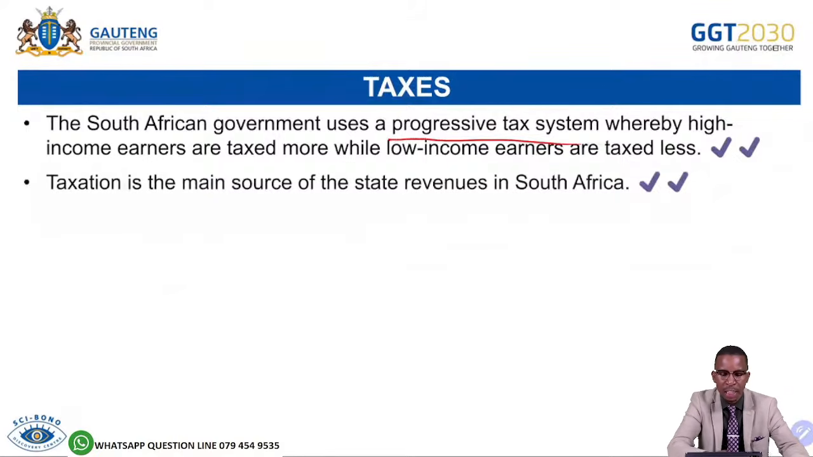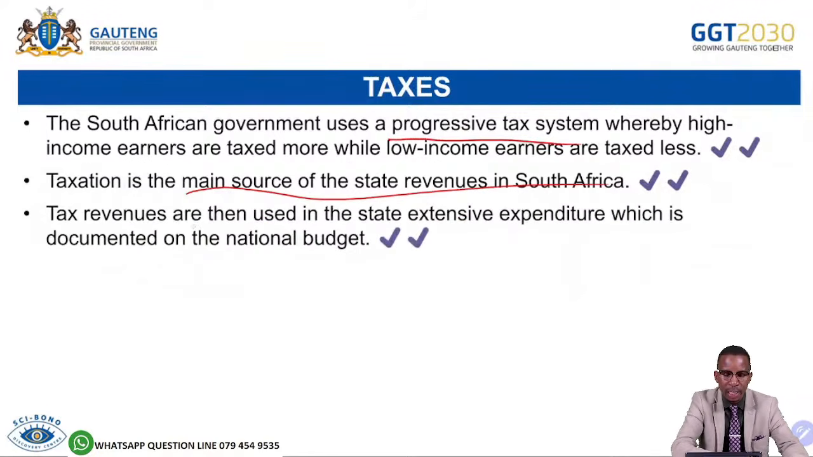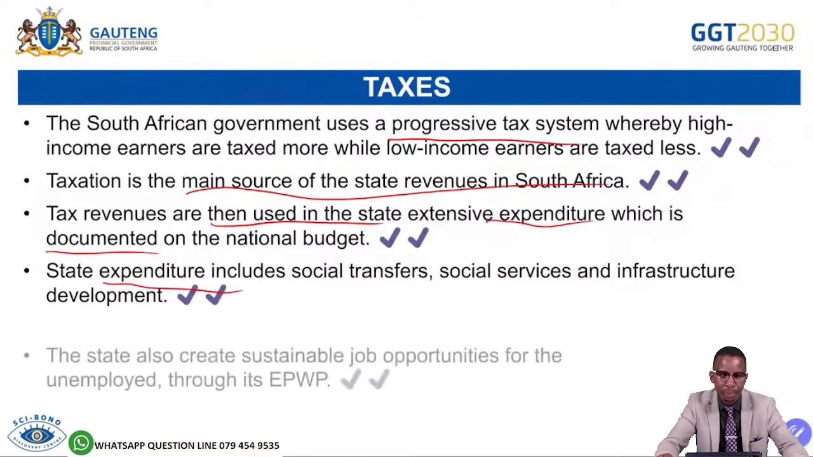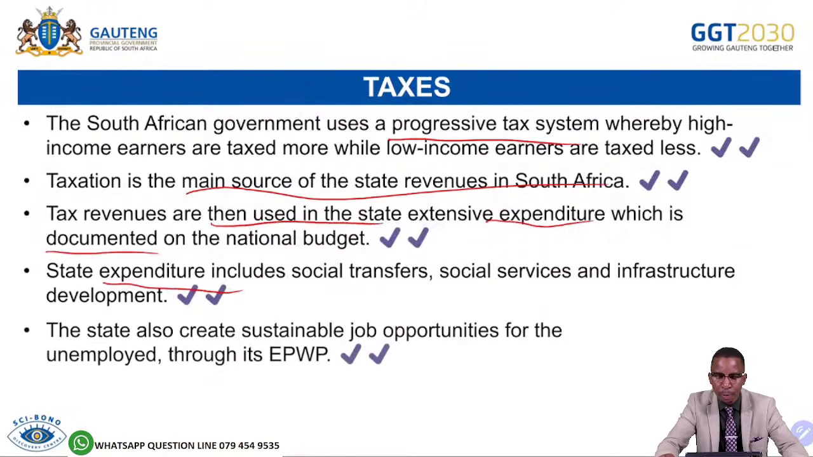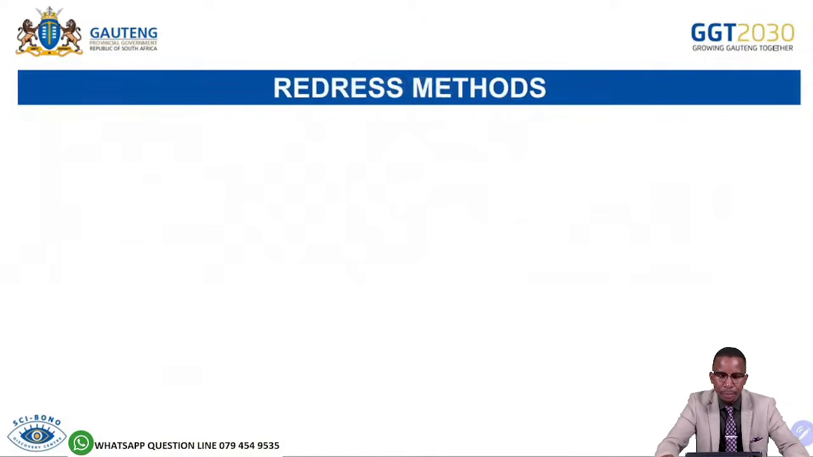So taxation is the main source of revenue for the government that is used for income distribution. Tax revenues are used by the state for extensive expenditure, which is documented in the national budget. The state expenditure includes social transfers, social services, and infrastructure development. The state also creates sustainable job opportunities for the unemployed through EPWP.